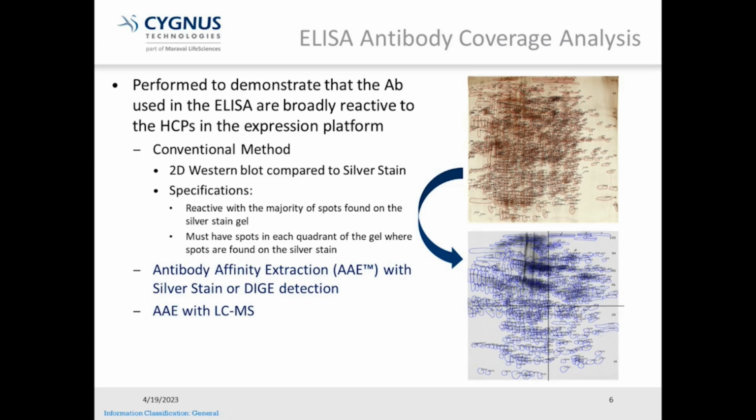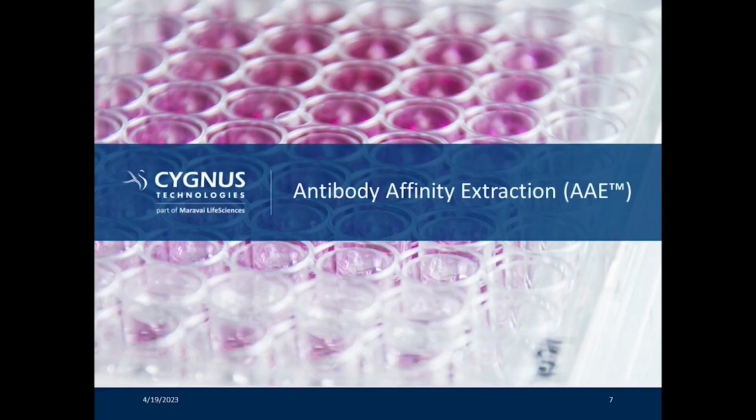In the second part of my presentation, I will show why it is a poor practice to rely on 2D Western blot to determine host cell protein antibody coverage. To overcome the limitations of 2D Western blot, Cygnus Technologies developed antibody affinity extraction, or AAE, in 2014. AAE is referred to as immunoaffinity chromatography in the USP Chapter 1132.